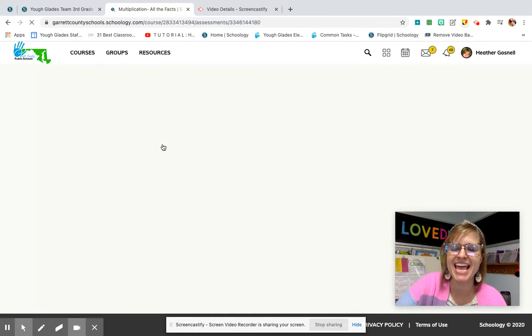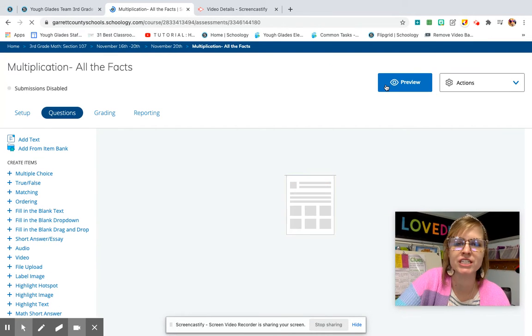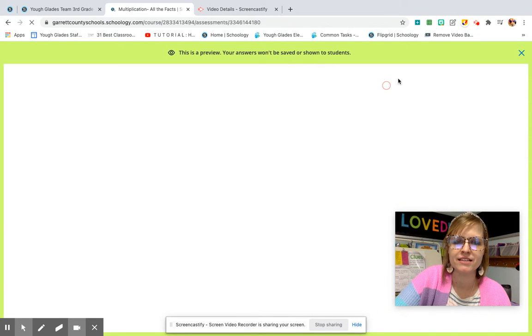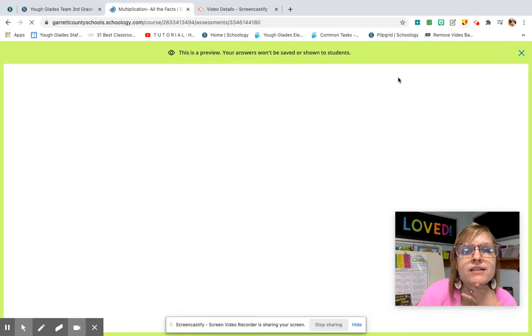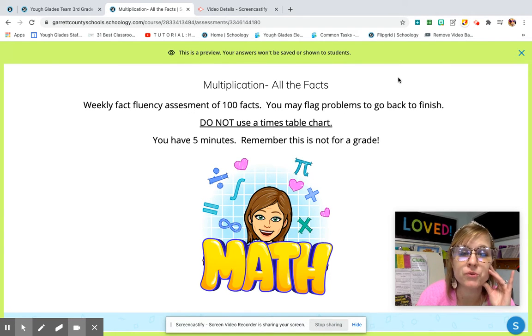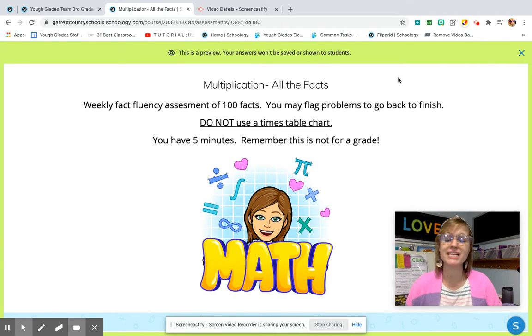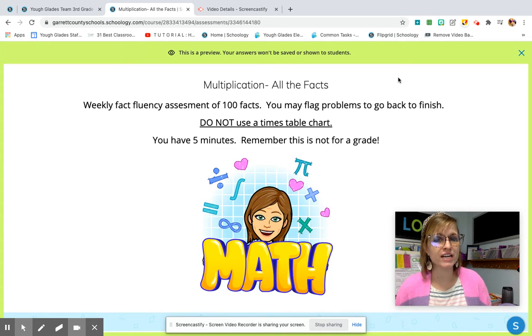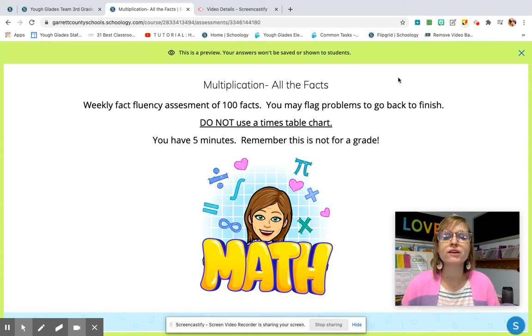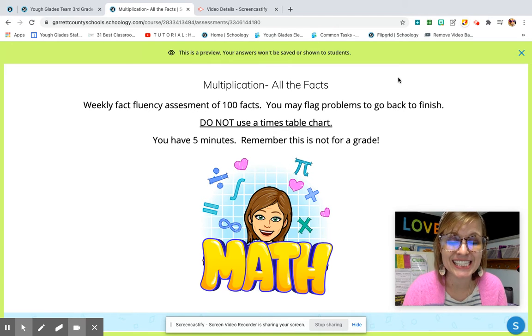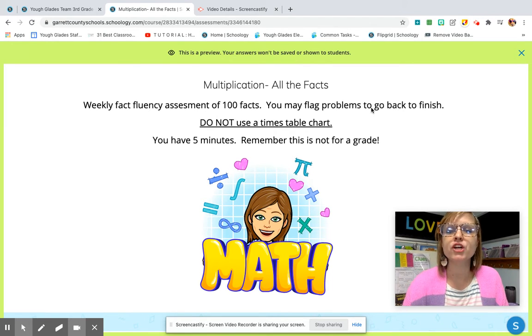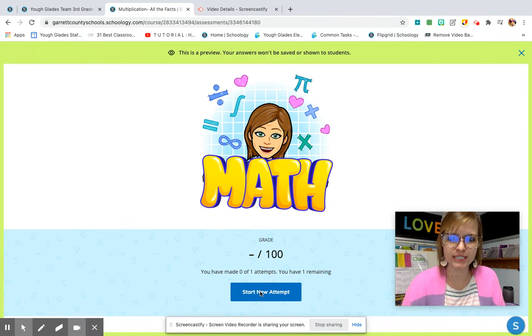And you click on it, and I'm going to take you to the preview page. So here I have directions, and it's going to say weekly fact fluency assessment of 100 facts. You may flag problems to go back and finish them. So I'll teach you how to do that. You cannot use any times table chart. You may use any of the other strategies but you're not allowed to use a times table chart. You have 5 minutes. And remember, this is not for a grade, but it is mandatory. You must take this. So when you are ready, you're going to go ahead and start your attempt.